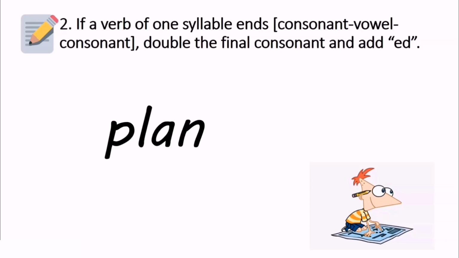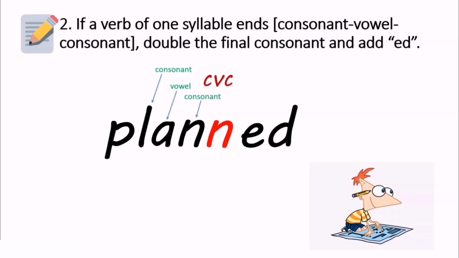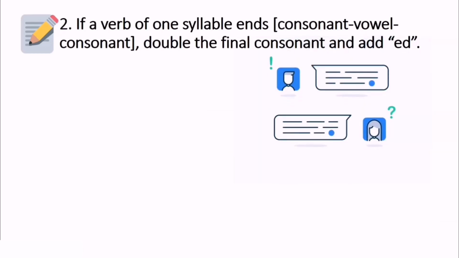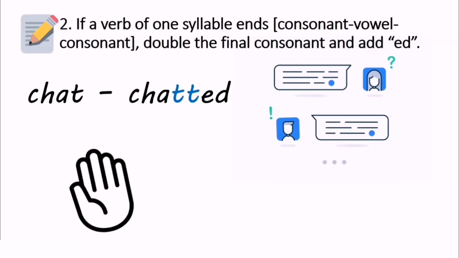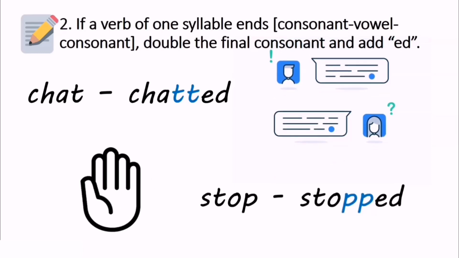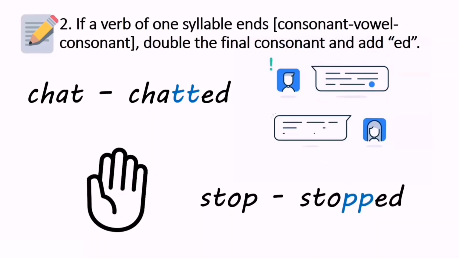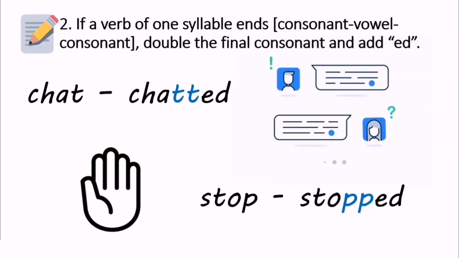Let's look at this example word, plan. As you can see here, P is a consonant, L is a consonant, A is a vowel, and N is also a consonant. Therefore, forming the pattern CVC. So you have to double the last consonant. Let's have two more examples. Chat, chatted. Stop, stopped. Take note of the double letters in the spelling of their past forms.